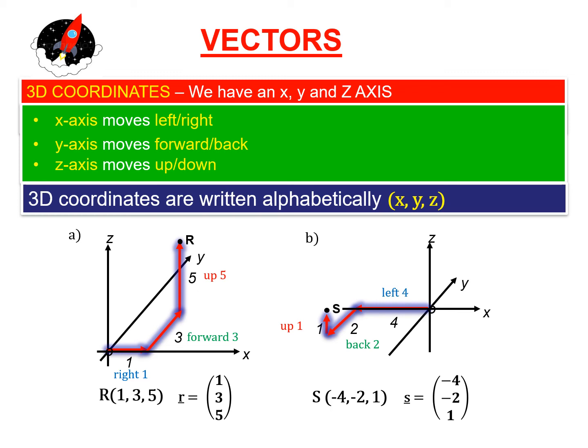So the two examples here, we can see for coordinate r, we start at the origin, go 1 to the right, 3 forward and 5 up. So that gives us the coordinate (1, 3, 5), or the column vector 1, 3, 5. For part b, we have the coordinate point S. So this time you can see from the origin we're going 4 to the left, so that's -4. 2 back, so that's also -2, and then 1 up. So we end up with a coordinate S as (-4, -2, 1), or column vector -4, -2, 1.